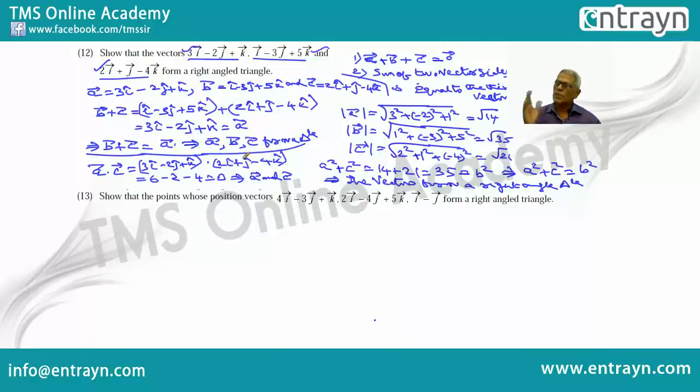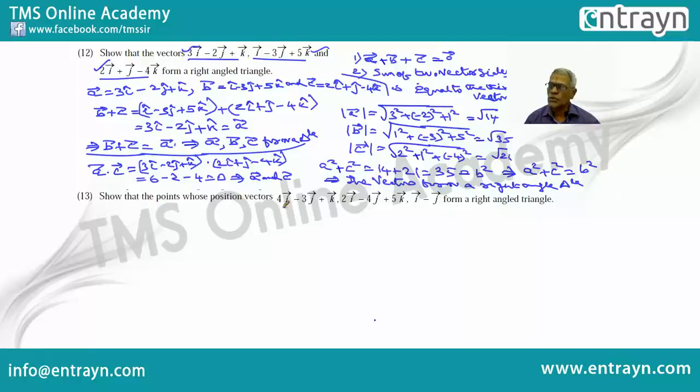Clear? This is my first step. In order that the three vectors form a triangle, we have to prove that the sum of all the three vectors is the 0 vector, or the sum of any two vectors is your third vector. Then to prove that it is a right angle triangle, you either use Pythagoras theorem or take the dot product of two vectors and prove that it is 0. Clear? Now I am going to sum number 13.